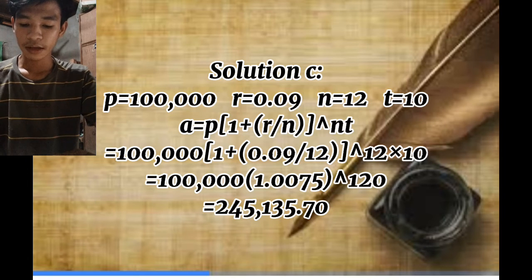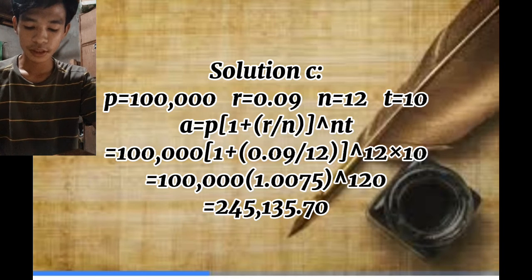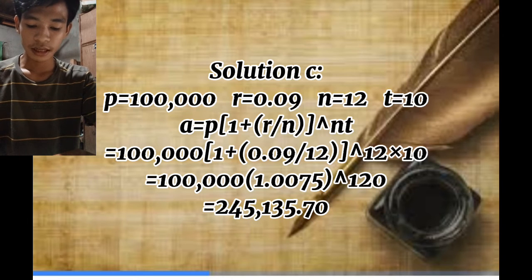So, solution C, guys. P equals 100,000. R equals 0.09, n equals 12, and t equals 10. So, guys, we also changed the value of n. It became 12 because it is monthly. In 1 year we have 12 months. So, that is why the value of n became 12, and t is time in years.